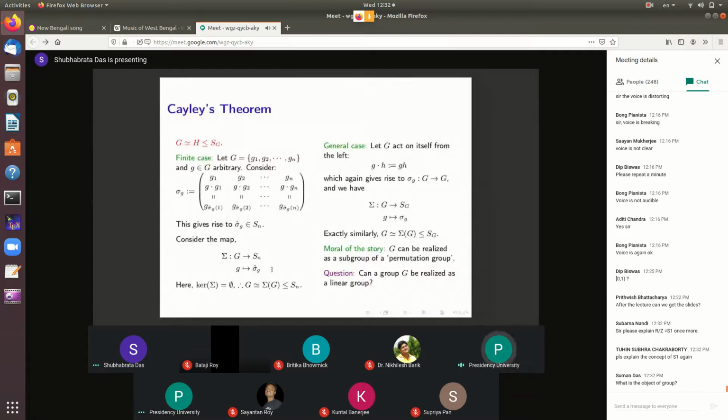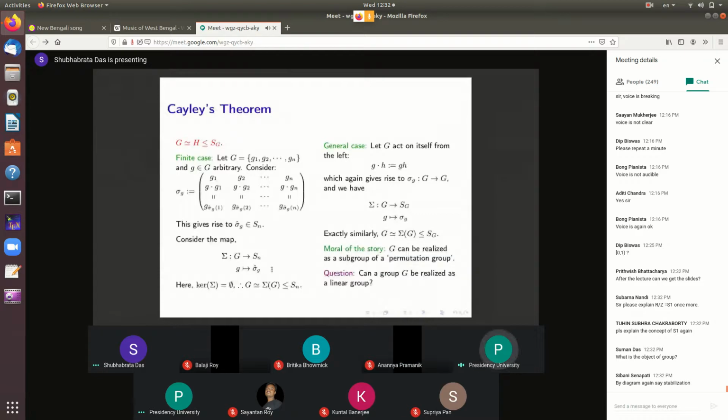Okay, someone is asking, please explain the concept of S1 once more. They are actually asking why R by Z is S1. Oh, okay. Yeah. So R by Z is S1 you can prove directly, but here I just gave a pictorial argument. What is S1? S1 is a circle, right?